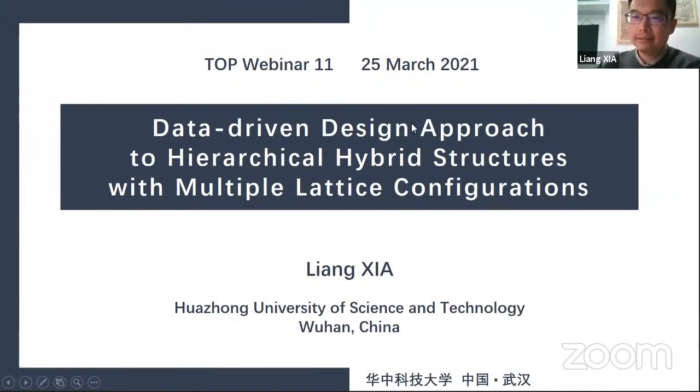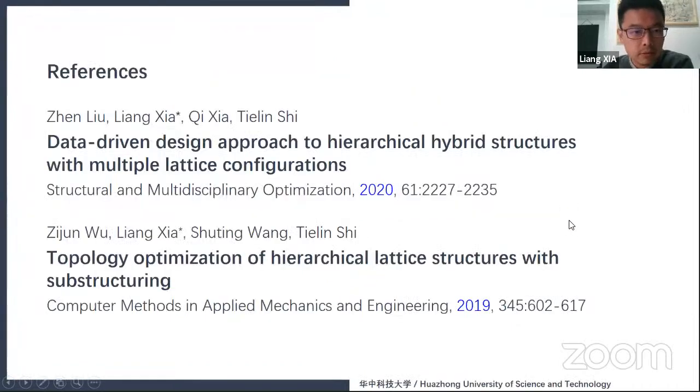Can you see my screen? Yep. Okay, good. Hello, everyone. My name is Liang Xia from Huazhong University of Science and Technology. First of all, thanks a lot for the kind invitation from Professor Silva, and also to all the organizers of this platform. Today, I'm going to share with you our recent work on data-driven design of hierarchical hybrid lattice structures. This work was published last year in 2020 in SMO, which is an extension of our earlier work published in 2019 in CMAME.